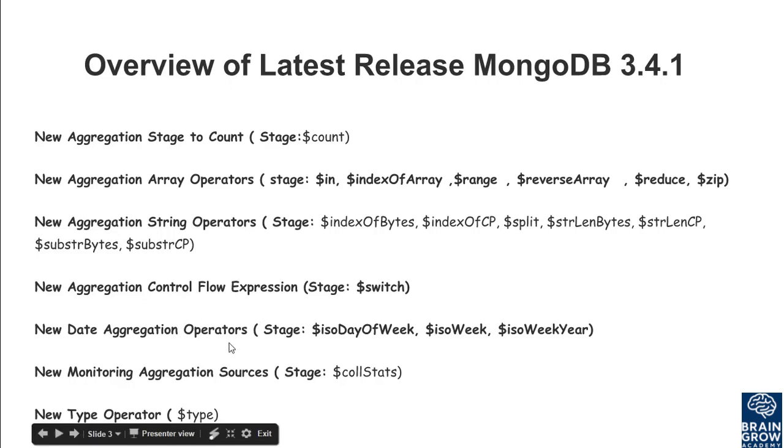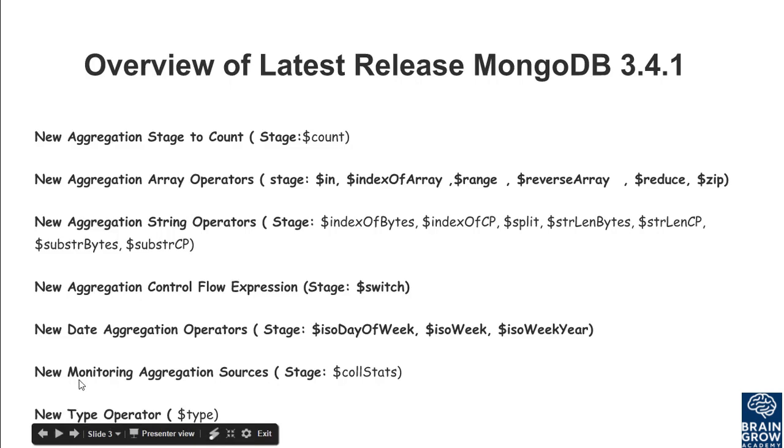Okay, the next one is new date aggregation operators. So now for date there are so many functions and stages that came, that is isoDayOfWeek, dayOfWeek, isoWeek, isoWeekYear, and these functions will give you the day of week, ISO day of week, and which week of the year. So we'll see in detail with an example when we discuss in a separate lecture.